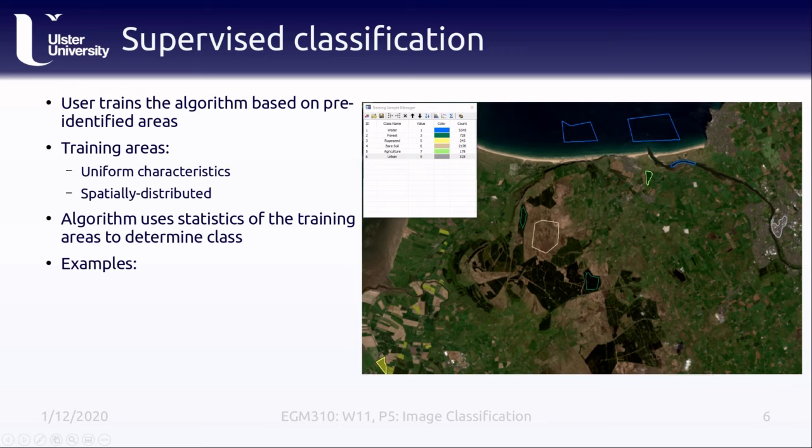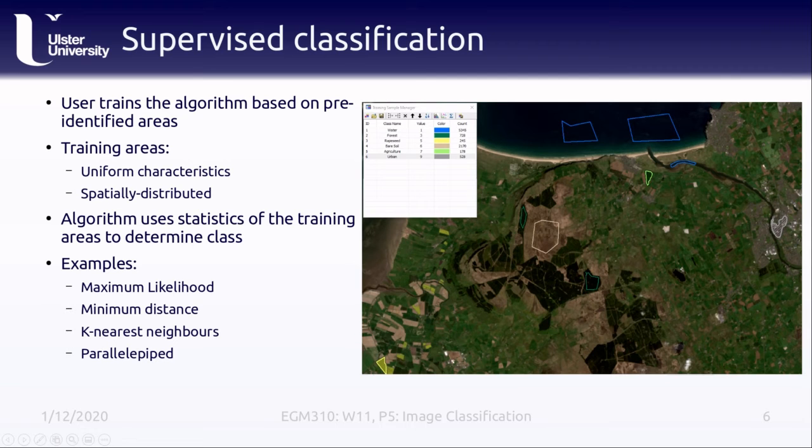Some different examples of algorithms include maximum likelihood, as we used in the second practical, and minimum distance, which calculates the geometric center of each of the classes based on the training data. For each pixel, the distance to each class is calculated, and the pixel is assigned to the closest class. In a similar vein, k nearest neighbors takes the k closest training pixels to each individual pixel and assigns that pixel to the majority class.